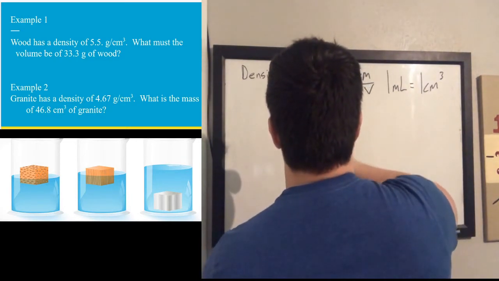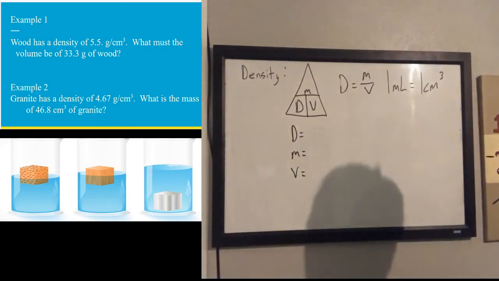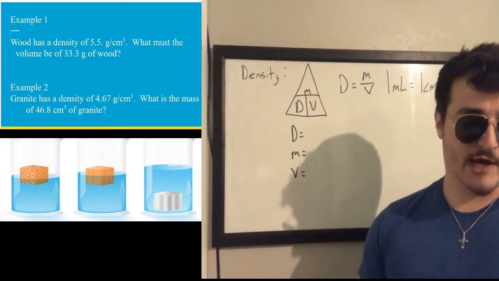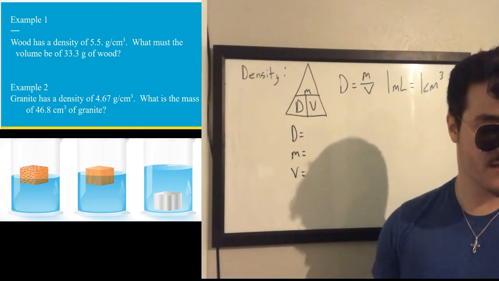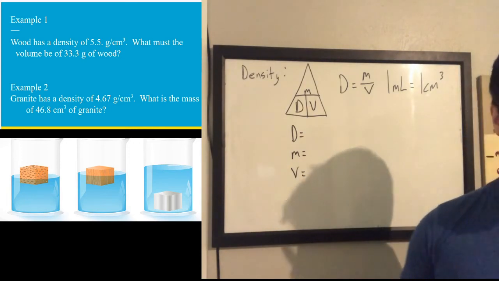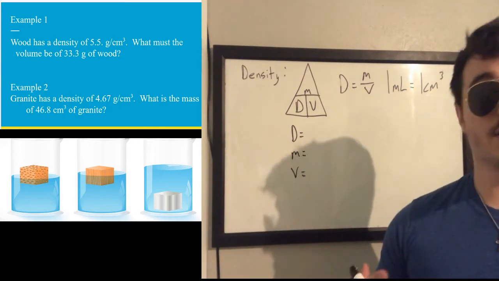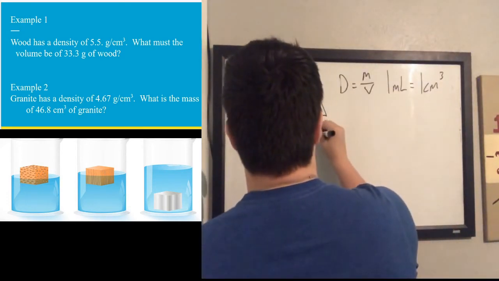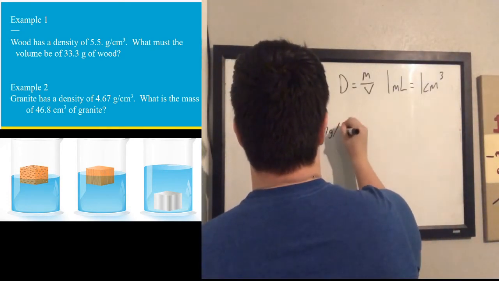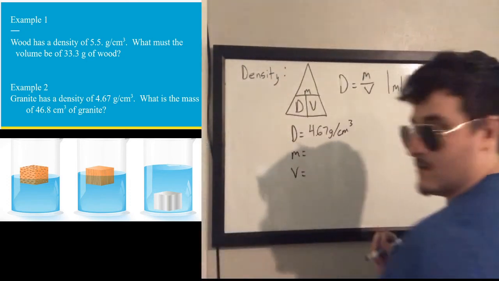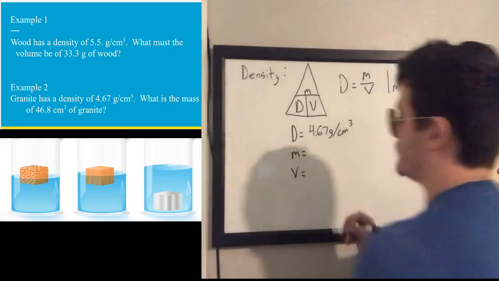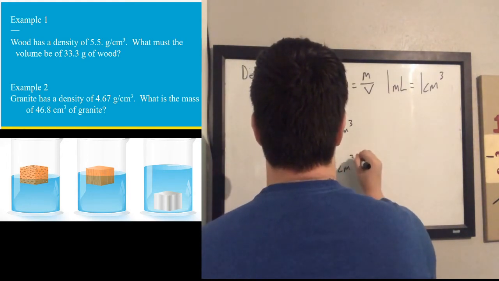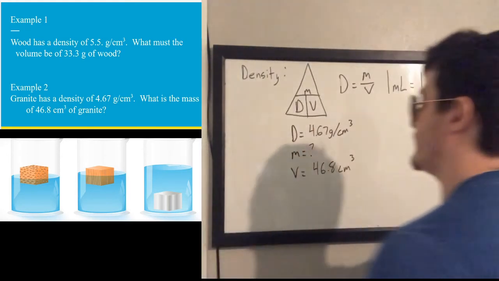All we have to do is erase the numbers from the previous problem. Granite has a density of 4.67 grams per cubic centimeter. What is the mass of 46.8 cubic centimeters of granite? Pay attention to those units. It's telling you which variable it applies to. Density is 4.67. And the volume is 46.8. So we are very obviously looking for the mass.